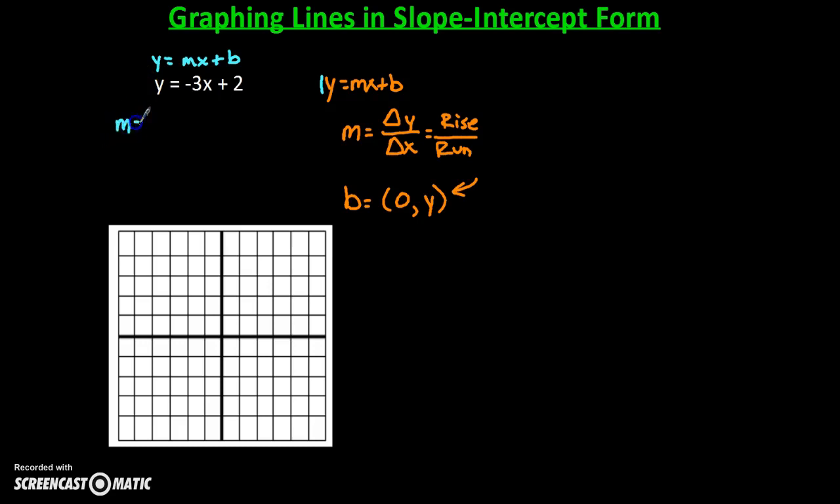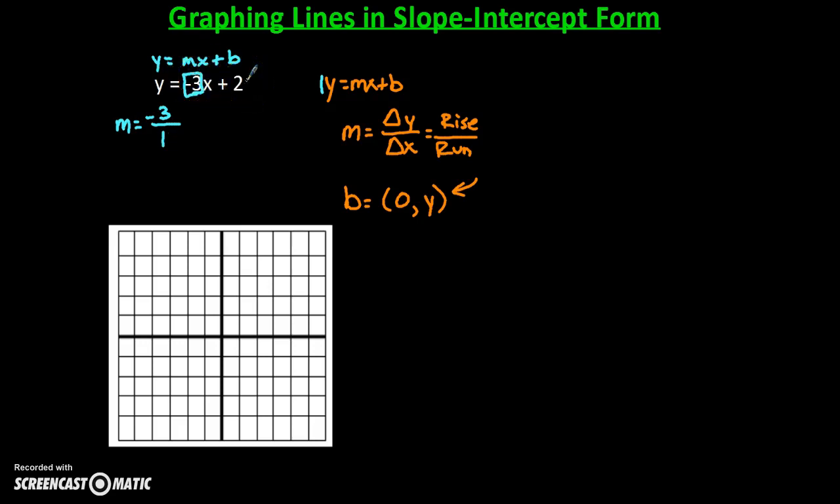So I ask myself, what is in the place of m, my slope? Well, if I take a look at my equation right here, it's that negative 3, which therefore my slope is a negative 3, and we always write our slope as a fraction, negative 3 over 1. Because negative 3 divided by 1 obviously still gives us that negative 3. So I've taken care of my slope.